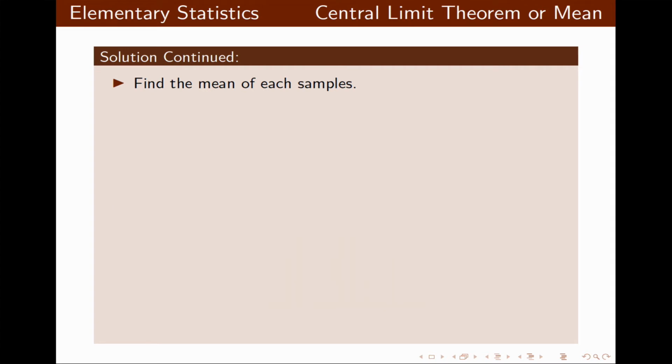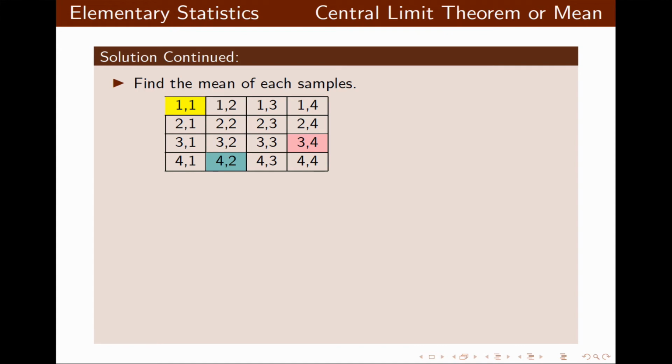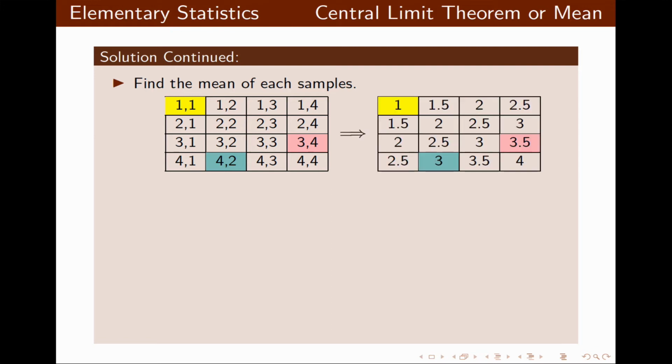Now we're going to find the mean of each of these samples. So for example, the mean of 1, 1 in yellow will be 1. The mean of 3, 4 in pink would be 3.5. And the mean of 4, 2 will be 3. And so on and so forth for every one.